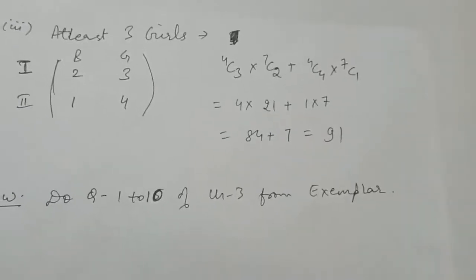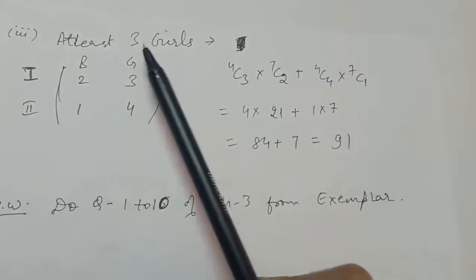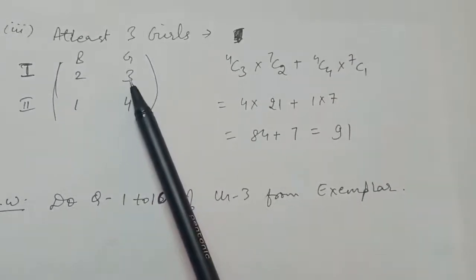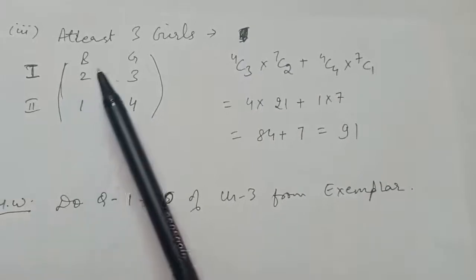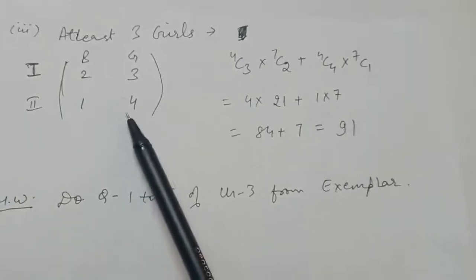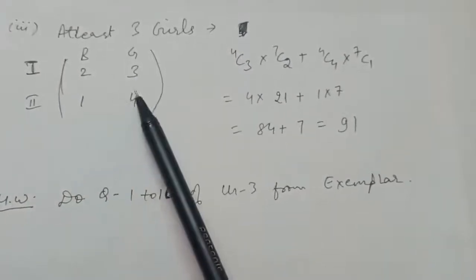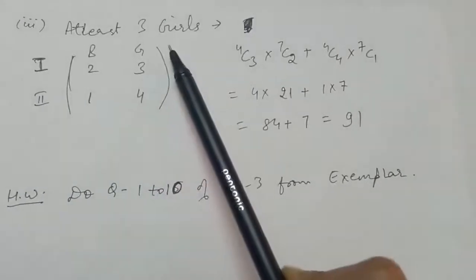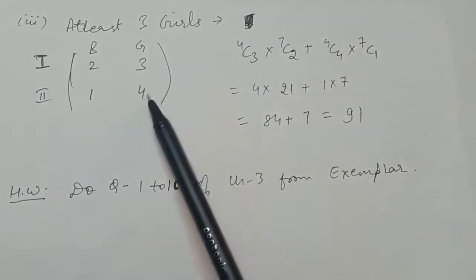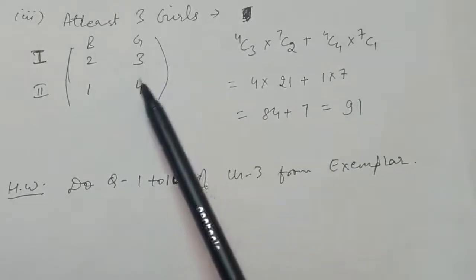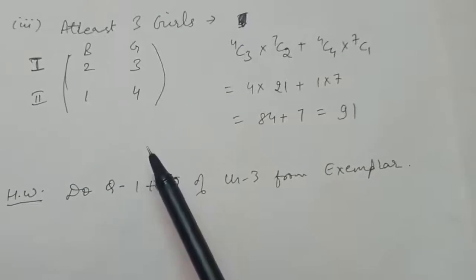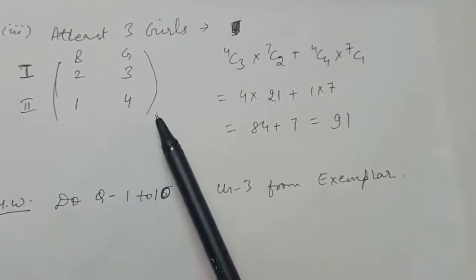Now the third part is at least 3 girls. We have to select 5 members such that there are at least 3 girls. So the first case is, if I take 3 girls, then 2 boys, or if I select 4 girls, then 1 boy. There will be no other case. Why? Because there are 4 girls. So we have taken these cases. Now we cannot choose 5 girls as there are only 4 girls given in the question, right?